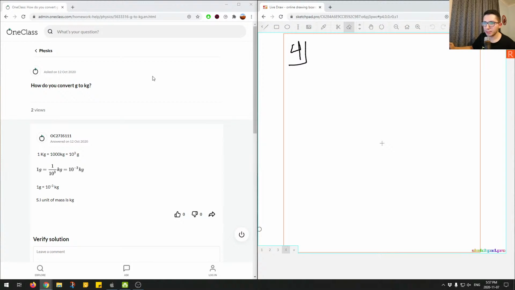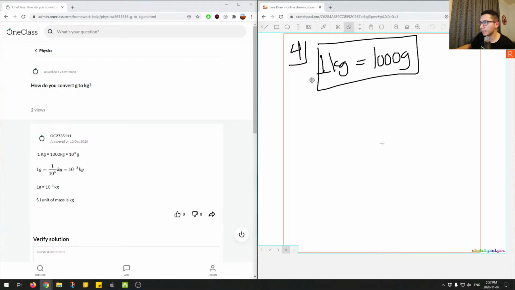Alright, so to do this conversion, we need to know how many grams are in a kilogram. So we know that in 1 kilogram, we have 1,000 grams. So this is the main thing that you have to know. 1 kilogram gives you 1,000 grams. And whenever you're doing this in a conversion factor, you can write the fraction out in this direction, or 1 kilogram per 1,000 grams.